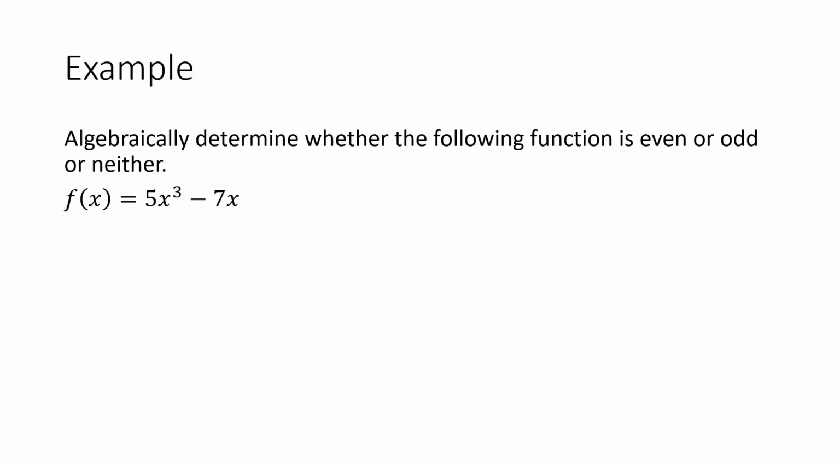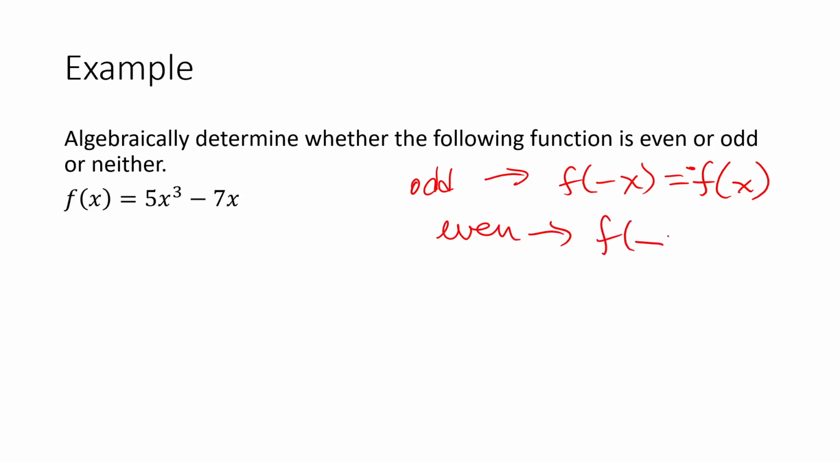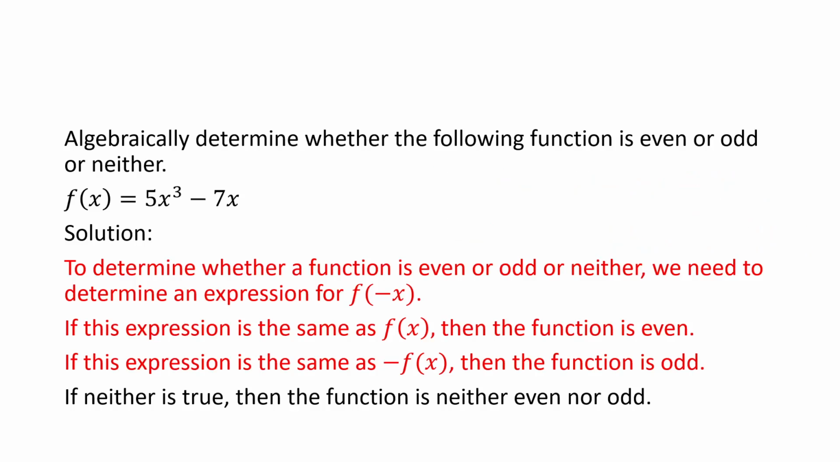Now let's algebraically determine whether this function is even or odd or neither. You might remember that a function is odd if f at negative x equals negative f at x. And a function is even if f at negative x equals f at x. Okay, that was our definition from a while ago. So, to determine whether a function is even or odd or neither, we need to determine an expression for f at negative x. If this expression is the same as f of x, then the function is even. If the expression is the same as negative f of x, then the function is odd. If neither is true, then the function is neither even nor odd.